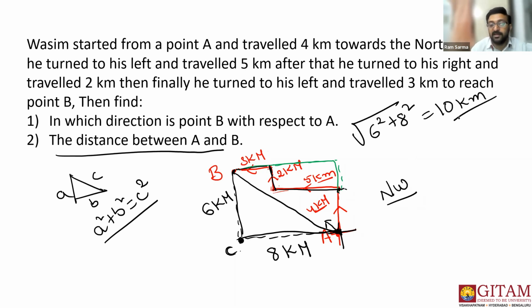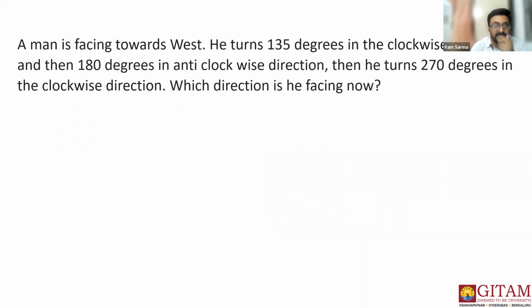So, your answer will be 10 kilometers. Now, that brings me to the next question. A man is facing towards west. He turns 135 degrees in clockwise direction and then 180 degrees in anti-clockwise direction. Then he turns 270 degrees in clockwise direction. Which direction is he facing now?